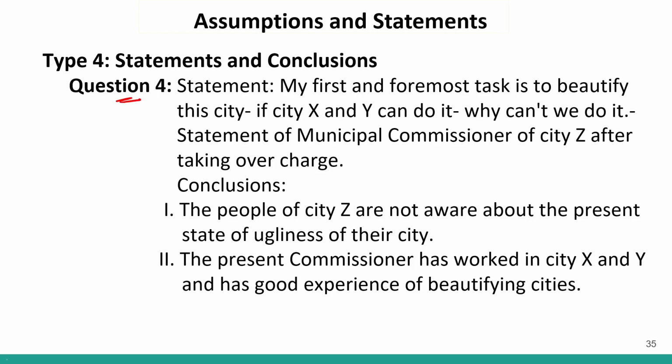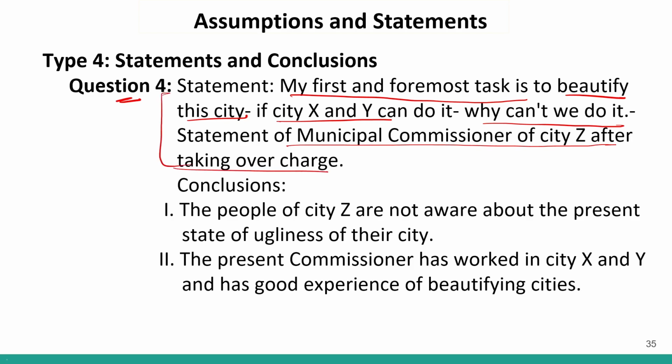Question number 4. Question number 4 statement is given. Statement says, my first and foremost task is to beautify this city. If city X and Y can do it, why can't we do it? This was a statement by Municipal Commissioner of City Z after taking over charge. So, Municipal Commissioner of City Z said that my first task would be to beautify city Z, and if city X and Y can do it, why can't we do it? This was his first statement.